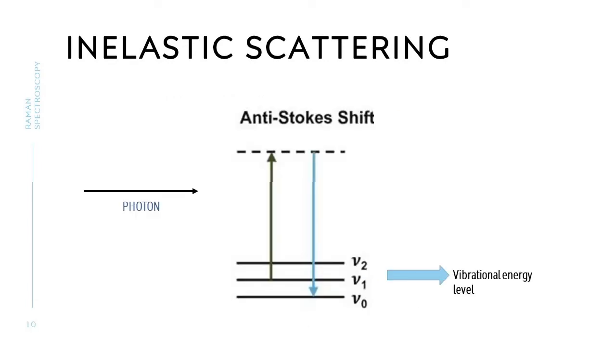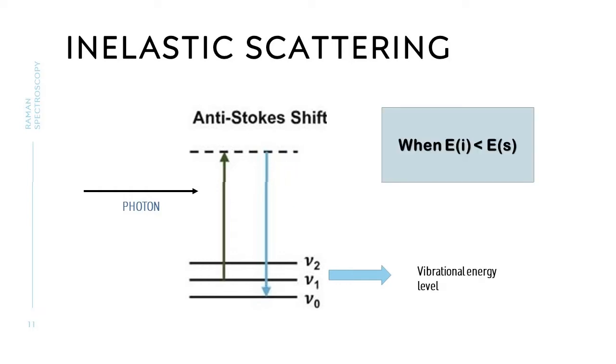Now talking about anti-Stokes shift. Again, when we pass an electromagnetic radiation through a sample, let's say from the first vibrational state, the incoming photon goes to the virtual state, and when it comes back from the virtual state, let's say it comes back to the ground vibrational state. Here the energy of the incident photon is less than the energy of the scattered photon. When the energy of the incident photon is less as compared to the scattered one, we say it is an anti-Stokes shift. Here in this picture we can clearly see this.